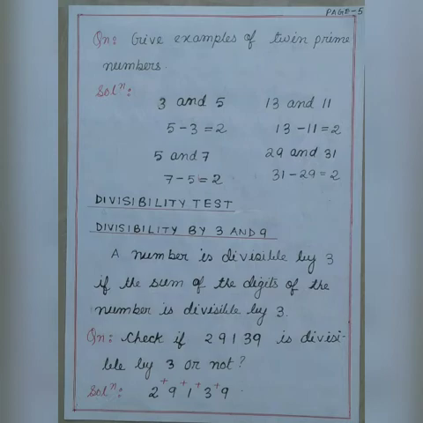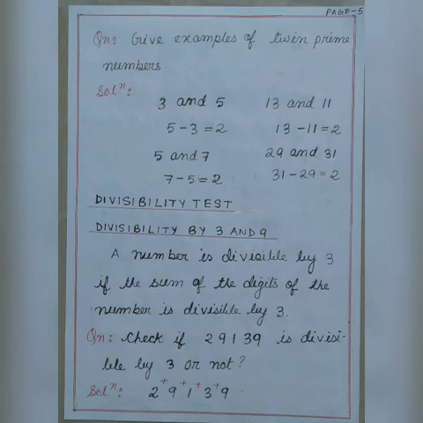3 and 5 are both prime numbers. So if we subtract 3 from 5, we get 2. 5 and 7 both are prime numbers. If we subtract 5 from 7, we get 2. 3 and 11, 29 and 31 are examples of twin prime numbers. You can find more pairs of twin prime numbers from the list I have given to you. You try.